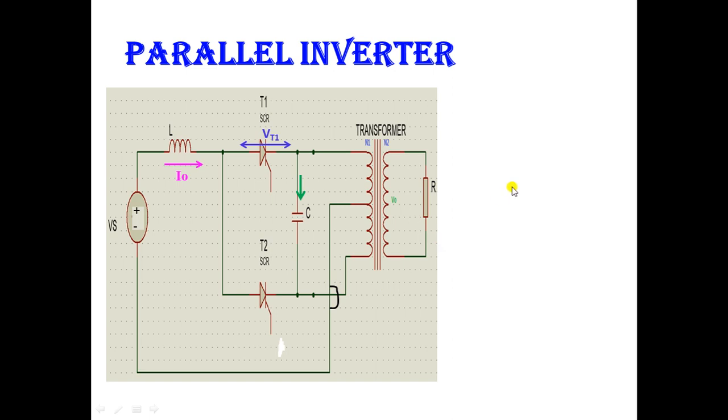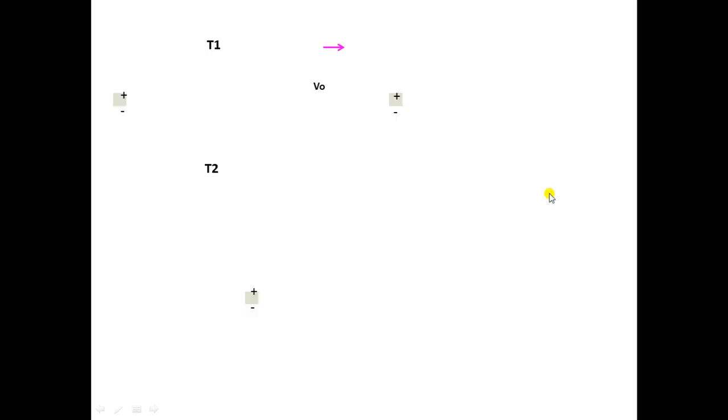Now let us see the working of this circuit. For understanding the working, it is divided into three modes. First we will see mode 1, second we will see what happens in mode 2, and last we will see what happens in mode 3. Once you understand all these three modes, you will be able to understand how AC voltage is obtained across the secondary winding of the transformer, that is the same voltage appearing across the load resistor R. So let us see the first mode.